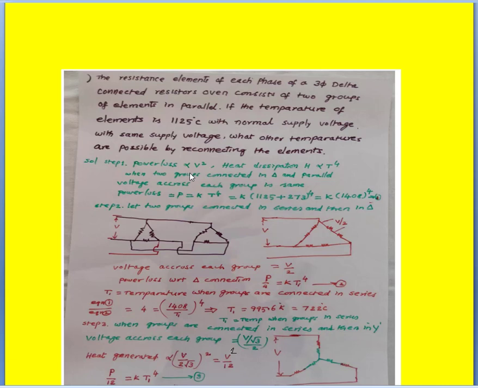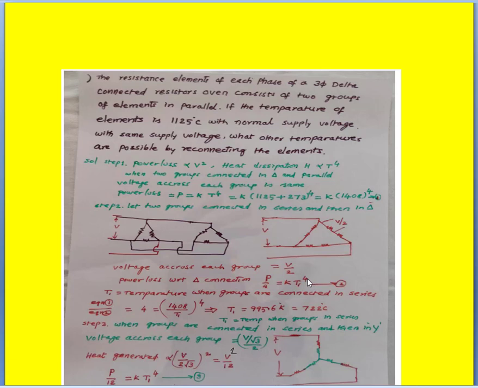So as we know, power loss is directly proportional to V square. So here also we write (V by 2) whole square. So (V by 2) whole square means V square by 4 we get. Corresponding to V square we say P, and we have the 4 in the denominator. So we write power loss with respect to delta connection as capital P divided by 4 is equal to K into T1 whole power 4.